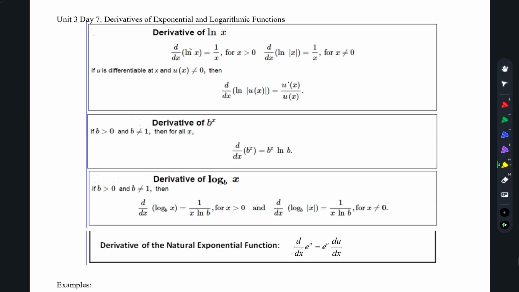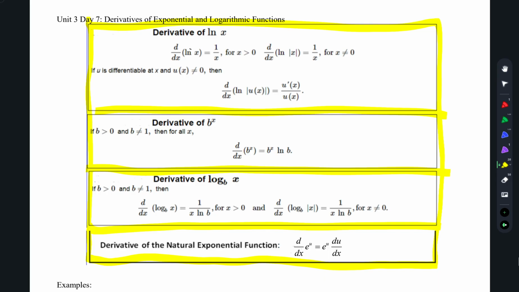Brute force. You ready? Brute force. Okay, put these in your brain. Ready, go. Okay. All right, I think a lot of you already know these, which is good.